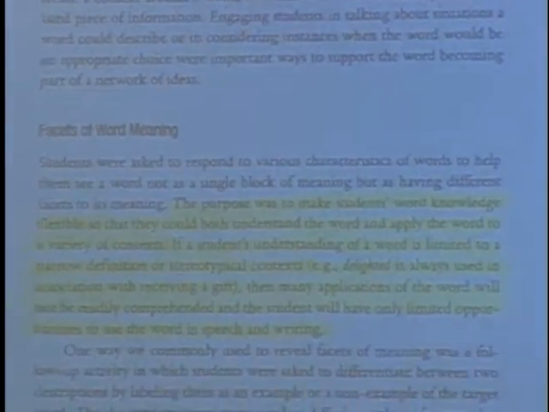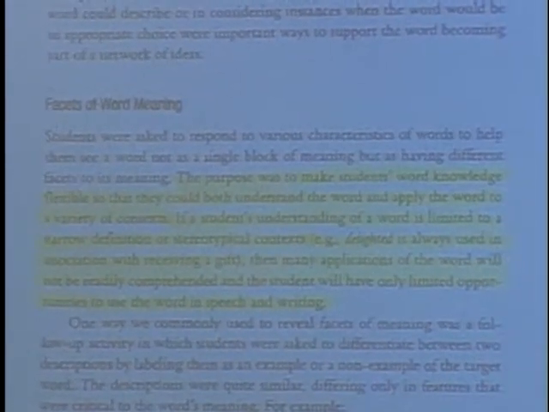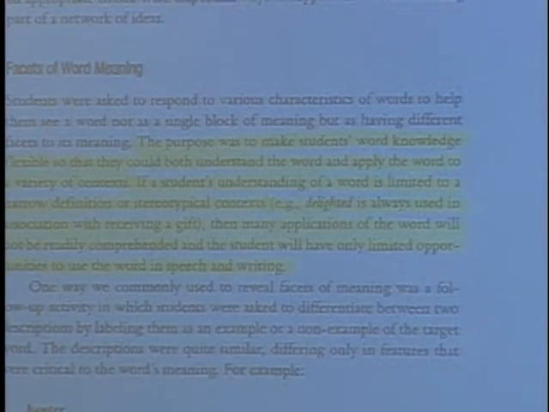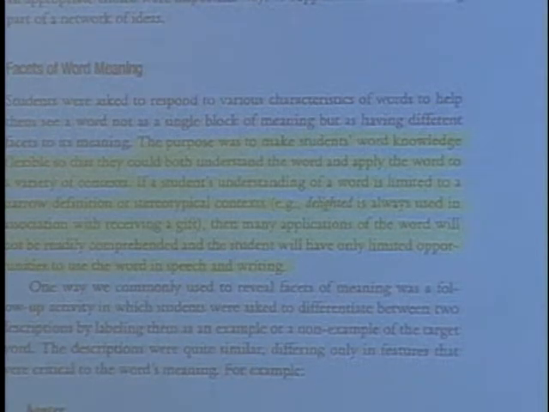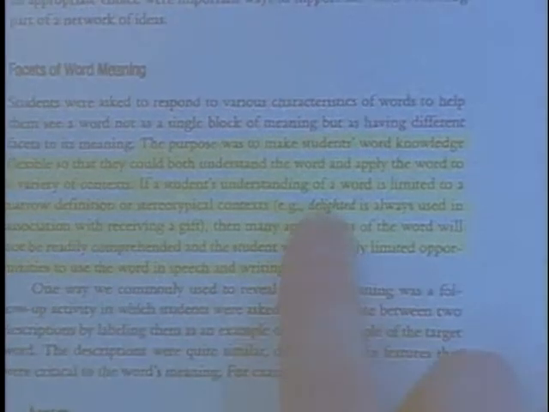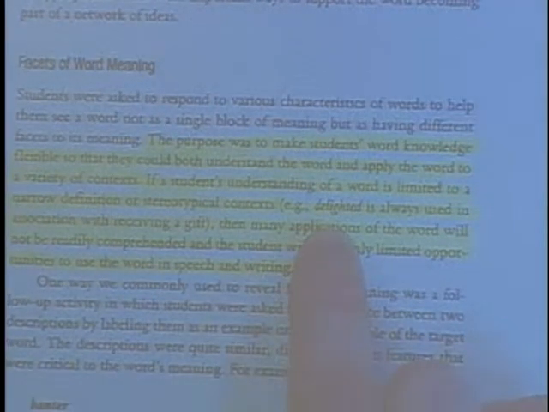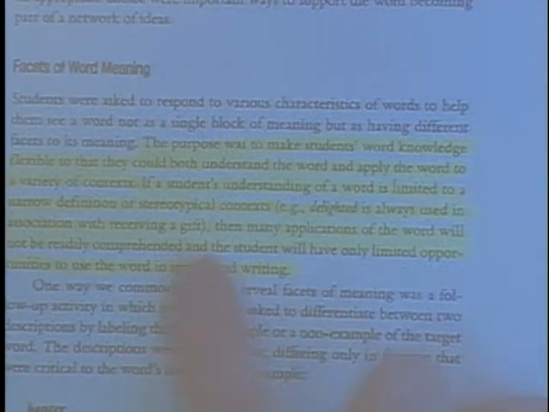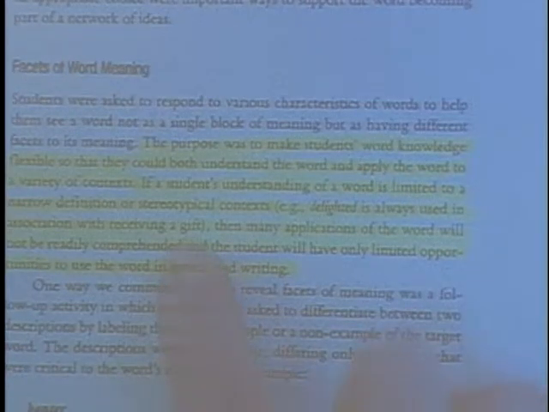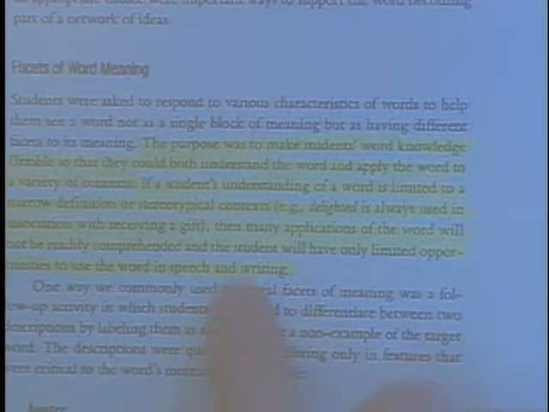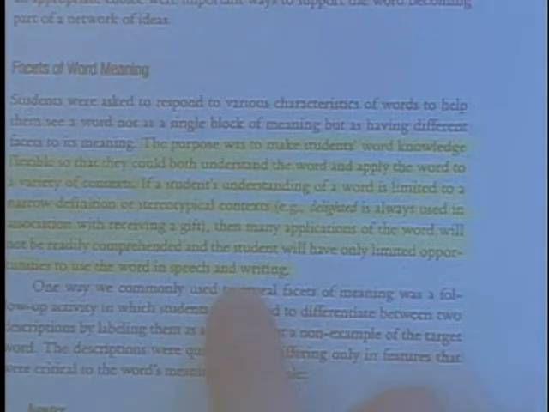Share a quote with you here. The authors say, the purpose was to make students' word knowledge flexible so that they could both understand the word and apply the word to a variety of contexts. If a student's understanding of a word is limited to a narrow definition or stereotypical context, an example, delighted is always used in association with receiving a gift, then many applications of the word will not be readily comprehended, and the students will have only that limited opportunity to use the word for speech and for writing.